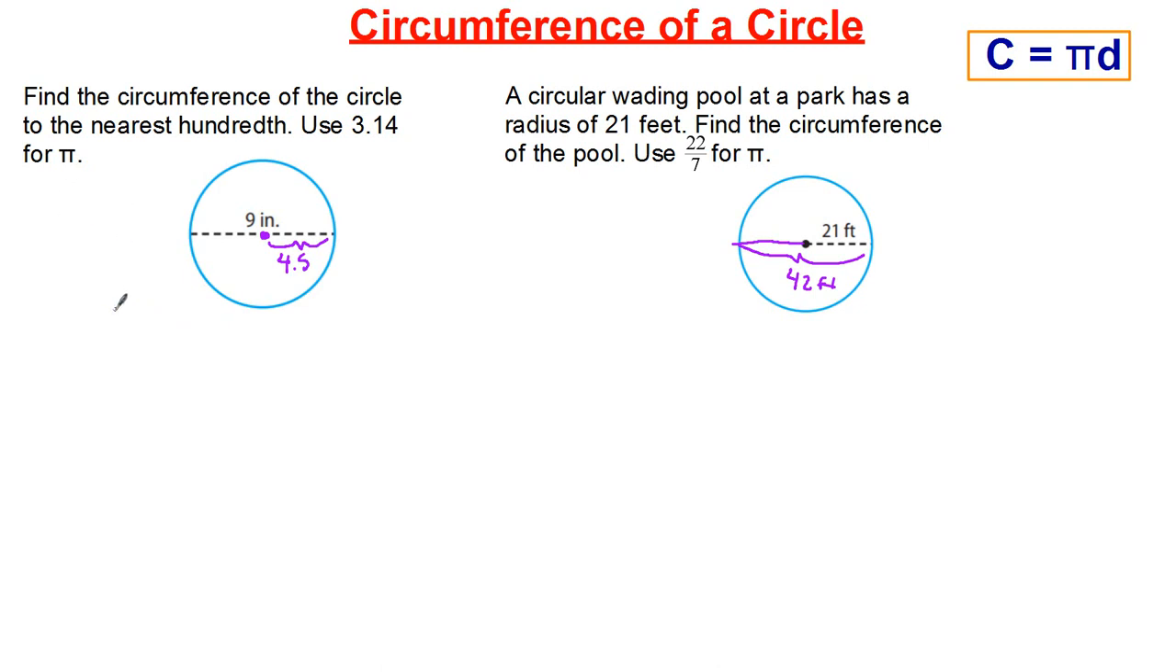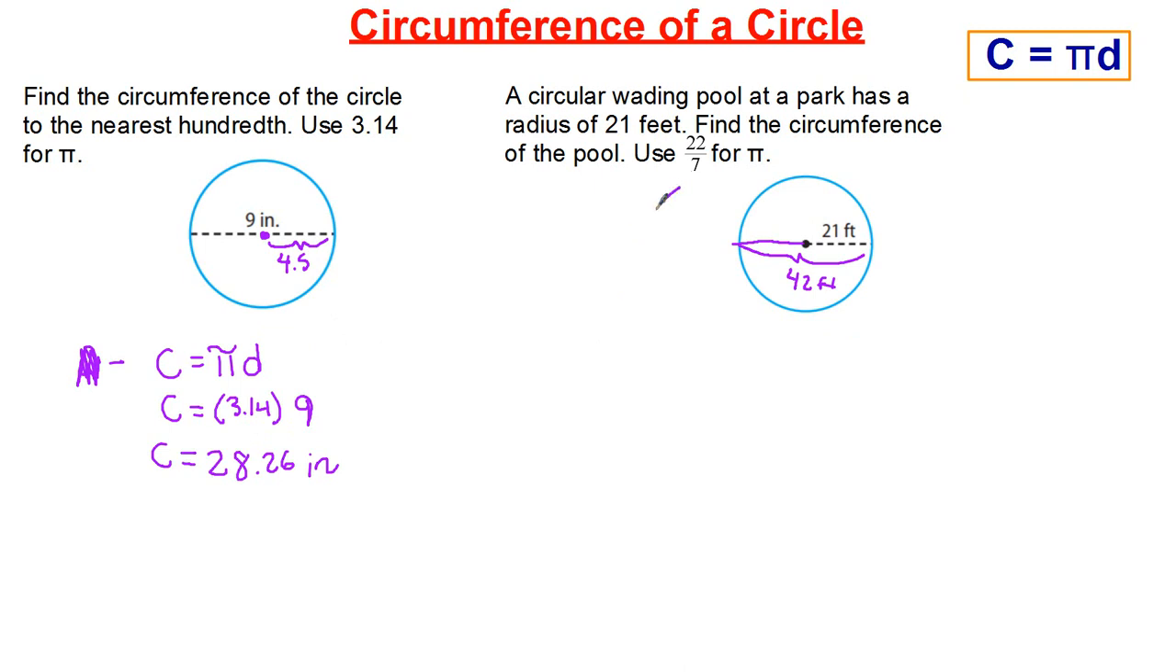So find the circumference of a circle to the nearest hundredth. Use 3.14 for pi. So once again, I'm going to write my formula. Circumference is equal to pi multiplied by the diameter. So circumference is equal to 3.14 multiplied by our diameter, in this case 9. Okay, so now all I gotta do is take 3.14 and multiply that by 9, and I'll get a value of 28.26 inches. Okay, now keep in mind that is not the area, so I do not have to put inches squared. All this is the distance around the circle.